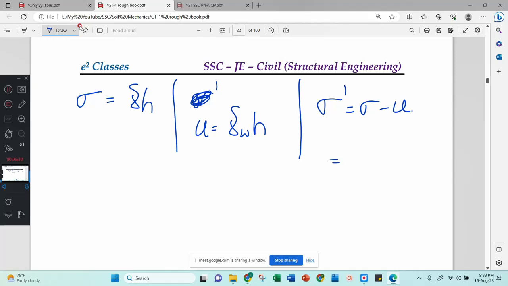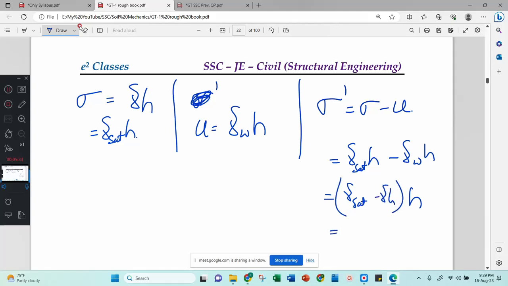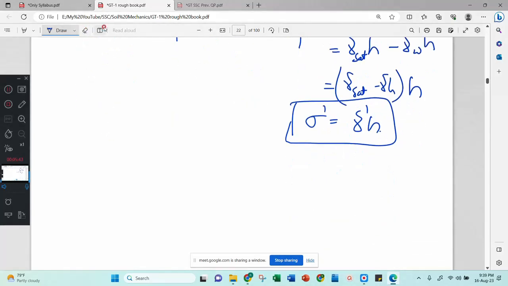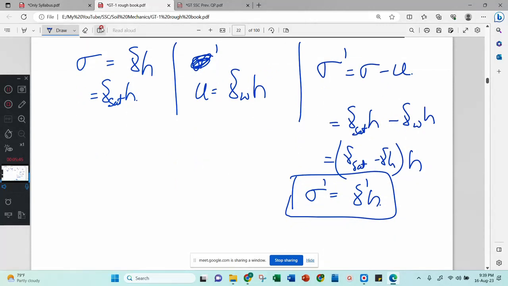If you substitute these two equations here, because you are studying effective stress, the soil is saturated. Therefore, you can write total stress as gamma sat into H. Therefore, gamma sat H minus gamma W H. If you take H common, then gamma sat minus gamma W, according to Archimedes principle, that is your gamma dash into H. This is your sigma dash. This is the effective stress concept, and in this concept we have very big problems, but you just remember this equation only, because in a 1 mark question they can ask problems on a simple equation only.